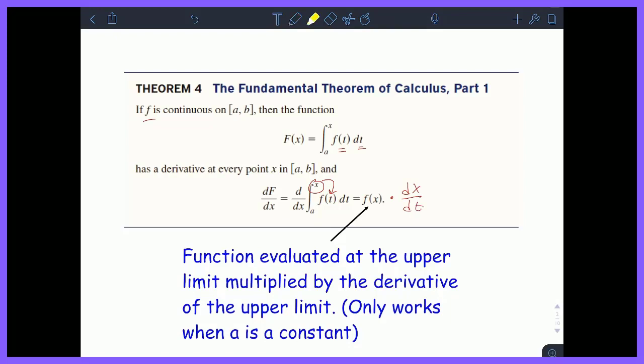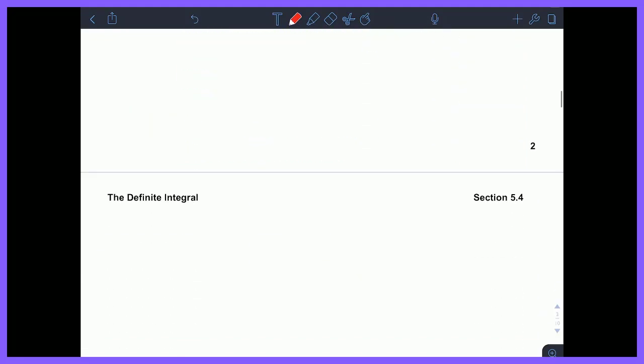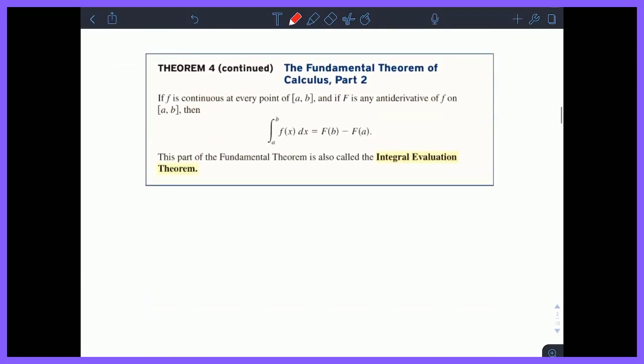This only works, though, if the lower bound is a constant and the upper bound is a variable. So the lower bound has to be a constant, the upper bound has to be a variable. All right? The fundamental theorem of calculus part 2, we already covered. It basically tells you how to take an integral of a function algebraically, any function. I just wanted to make sure both parts of the fundamental theorem were in a single video, so if you wanted to look back at them later, you could.